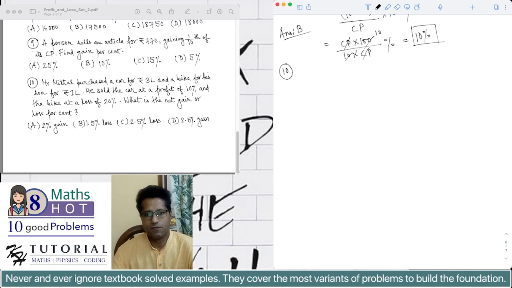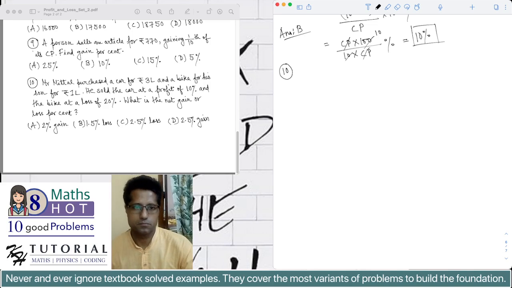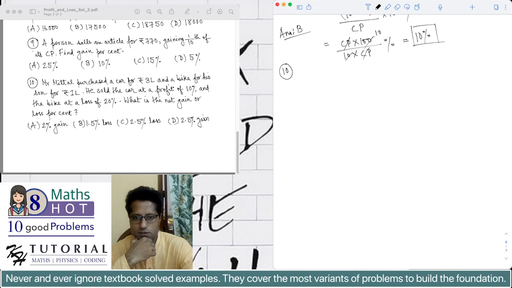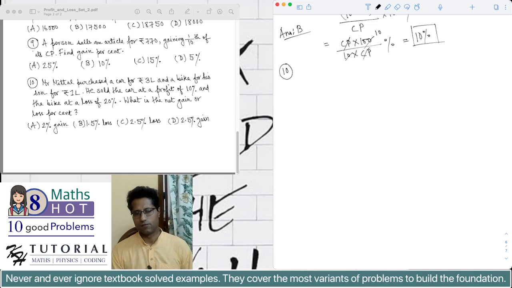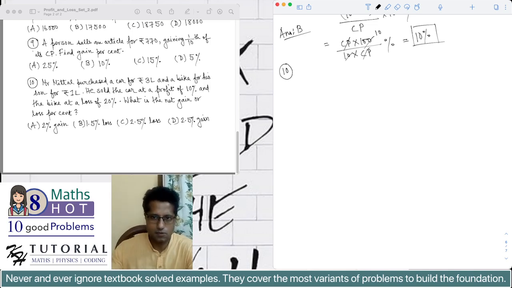So we have to individually find the total selling price considering the profit percent and the loss percent for both the items, that is the car and the bike. We have to find the selling price, and we also know the total cost price of the two items, and from the cost price and selling price we can easily find whether it is a gain or loss and what will be the gain percent or loss percent.